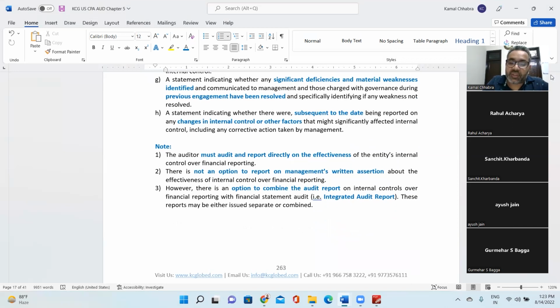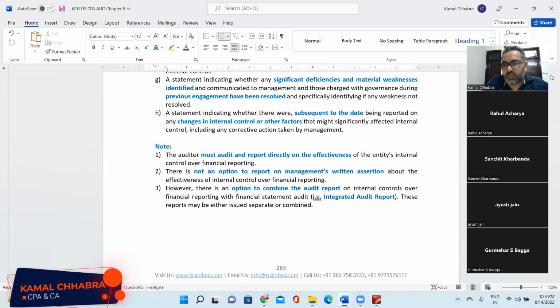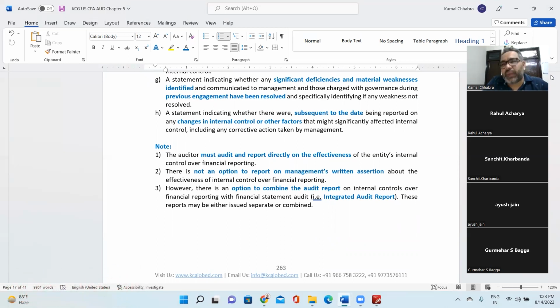So that means if in the previous year you identified any material weakness which you have already communicated to the management and those charged with governance, whether they have resolved it or not. If not resolved, then why they have not resolved it, and then the impact of the same in the current year. Right? Make sense?